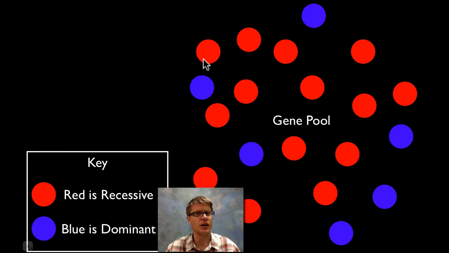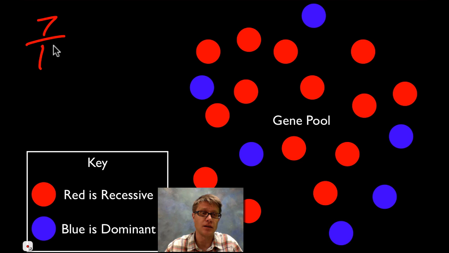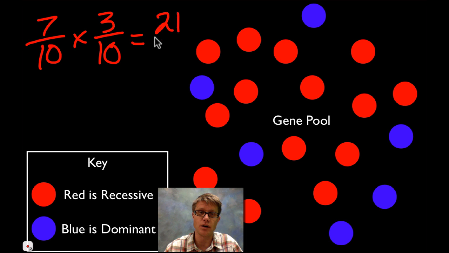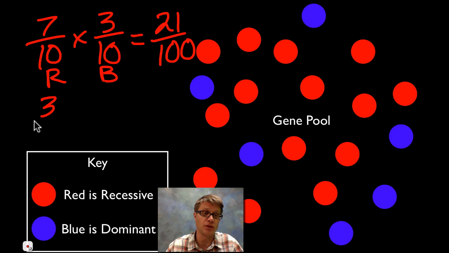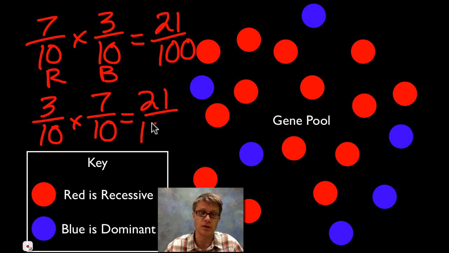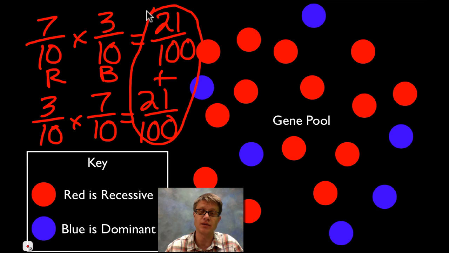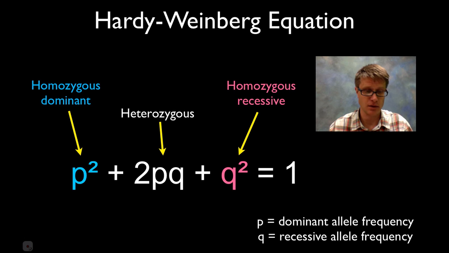So what are the odds of me pulling out a blue and then a red? Well, to do that, it would be 7 out of 10 of the red times 3 out of 10 of the blue. So that's going to be 21 out of 100. But I don't have to necessarily pull out a red on the first time and then a blue on the second. I also could do it by getting a blue on the first time, 3 out of 10, times 7 out of 10. And so that would be 21 out of 100 as well. And so I have to add these two because I could get a red and a blue in two ways. And so when we look at the equation for Hardy-Weinberg equilibrium, let's go to that.